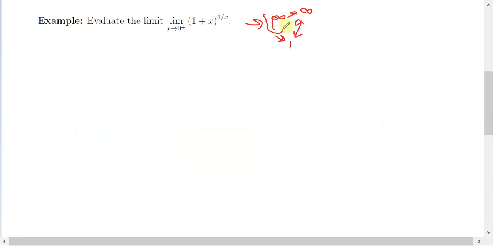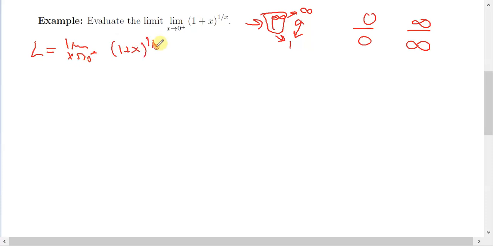But how do I apply L'Hopital's rule with something like that? I have to manipulate it. Remember, L'Hopital's rule only works for these indeterminate forms. And so what I do here is I'm going to pretend I know the answer is L. It's the limit as x goes to 0 from the right of (1 plus x) to the 1 over x. So I'm going to assume that's the answer.